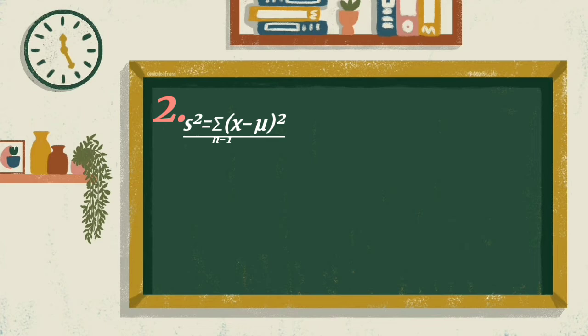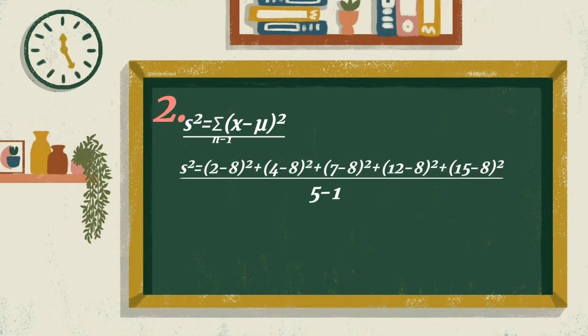Okay, so now we are going to subtract. So isa-isa natin gagawin. So start tayo sa 2 and isa-subtract natin sa nakuha natin mean, which is the 8, and then squared plus yung kasunod 4 minus 8 squared plus yung pangatlo 7 minus 8 squared plus yung pang-apat 12 minus 8 squared plus 15 minus 8 squared all over. So since this is an n minus 1, substitute natin yung number of data, that is 5 minus 1.